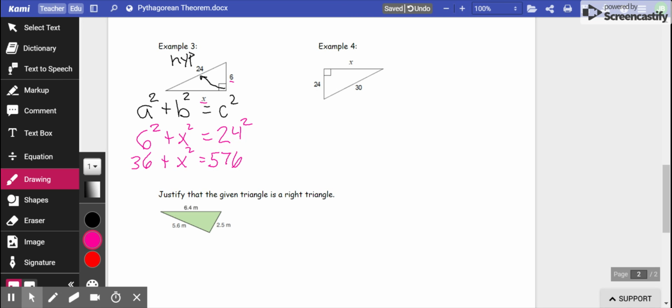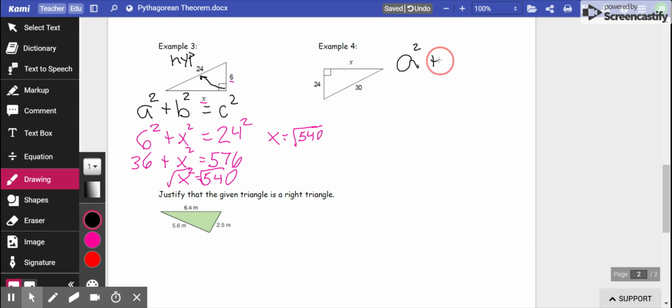Solve this like an algebra problem. Subtract 36 over, and you will get 540. The way you cancel out a square is to take the square root, so x equals the square root of 540. Or you could write that as a decimal, which I'll let you type into the calculator to figure out the answer. Again, you can pause the video at this moment to try example 4 on your own.